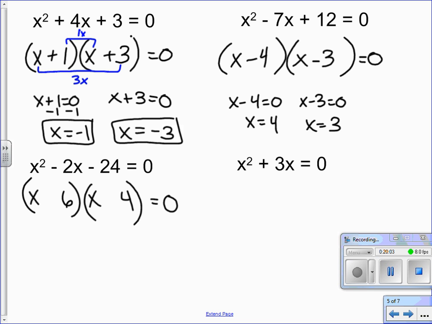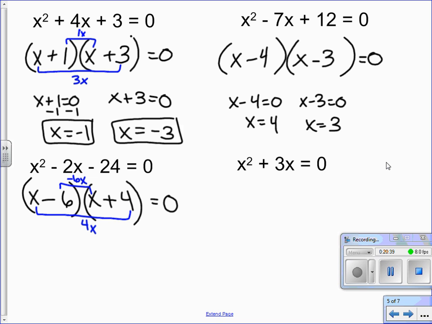To get negative 2, which one has to be negative? The bigger number, the 6. So it has to be x minus 6 and x plus 4. You can do your check so that you get positive 4x and negative 6x. And yes, indeed, I get negative 2x. But that check takes me approximately 3 seconds, and it's worth my time, because I'll get the right answer.